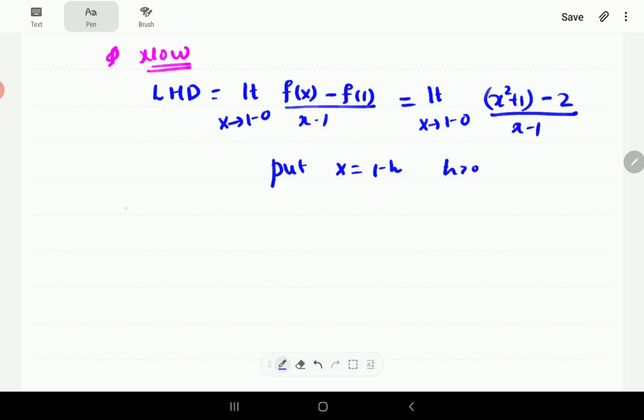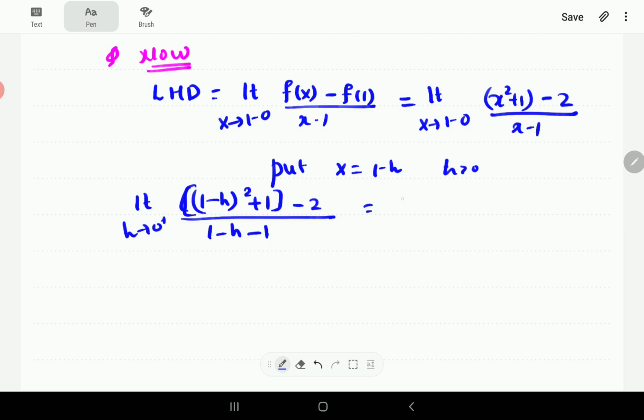So therefore, what we will get here is the limit of 1 minus h the whole square plus 1 minus 2 upon 1 plus 1 minus h minus 1, as h tends to 0. So let us find the value of this. This is like 1 plus h square minus 2h plus 1, minus 2, divided by, minus 1 plus 1 cancels, it is negative h. Here plus 1 is plus 2 and minus 2, this cancels.